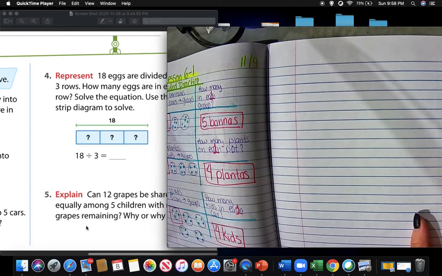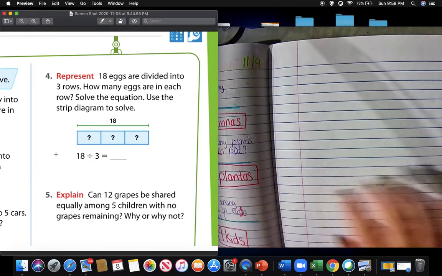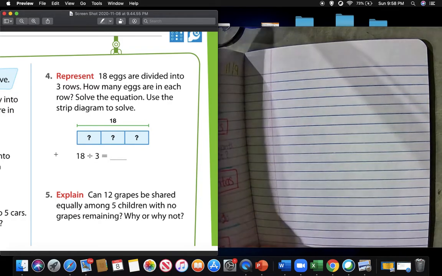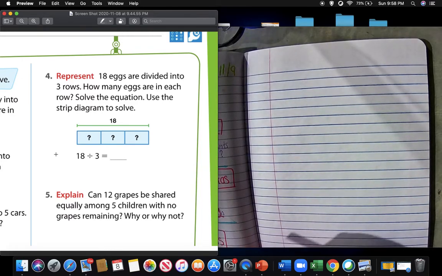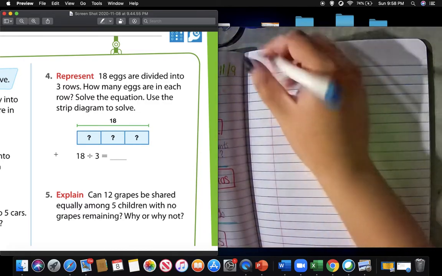Number 4. 18 eggs are divided into 3 rows. How many eggs are in each row? Solve the equation, use the strip diagram. So number 4. Again, T-chart.